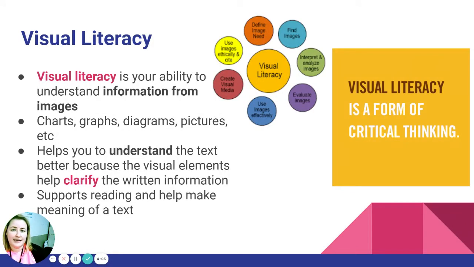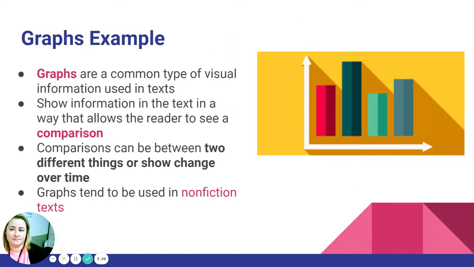So you're looking at these images, you're reading the words, and you're connecting the two. Sometimes it's just easier to see things in a visual form. Maybe that's how your brain works. You can't just read something and it makes sense. You might have to make a graphic organizer. You might need a chart, a bar graph to go with the information so you can really see what's going on. So visual images support the reading and help make meaning of the text.